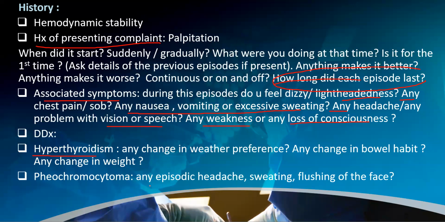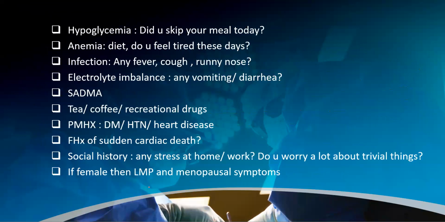Then come to the pheochromocytoma. One question for that: any episodic headache, sweating, or flushing of the face? A patient with pheochromocytoma usually has this episodic onset of flushing, sweating, and headache. They also get very high blood pressure. So always try to rule that out here. For hypoglycemia, did you skip your meal today?